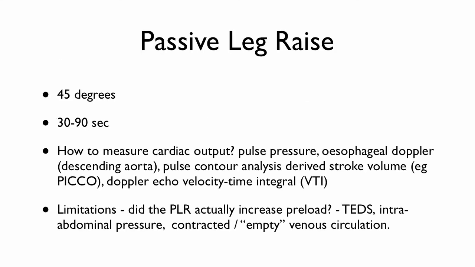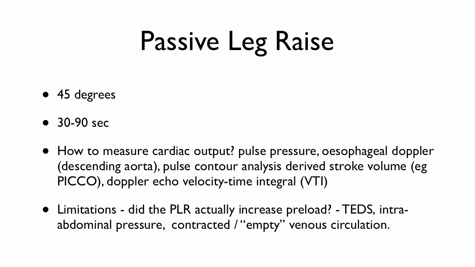So to do this, you want to put the patient's chest and body down flat and their legs up to 45 degrees, and then you want to wait 30 to 90 seconds. The peak effect is probably at around about a minute. And as I said, you need to be continuously measuring the cardiac output. So this may be with pulse pressure measurement on the arterial line as a surrogate.